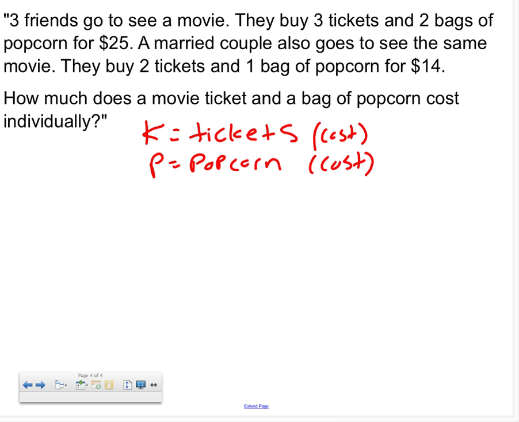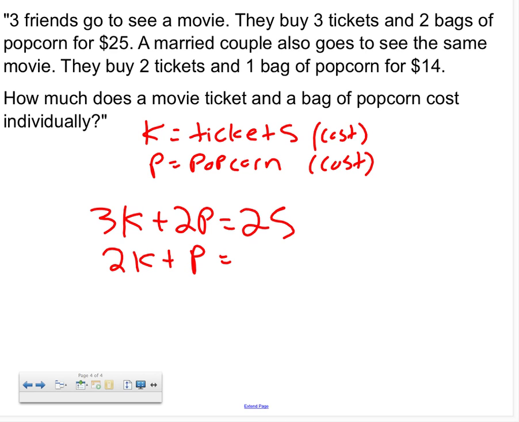So now that we have this, we can actually set up a system. We can say that 3 tickets plus 2 popcorns cost $25. And 2 tickets plus 1 popcorn costs $14.